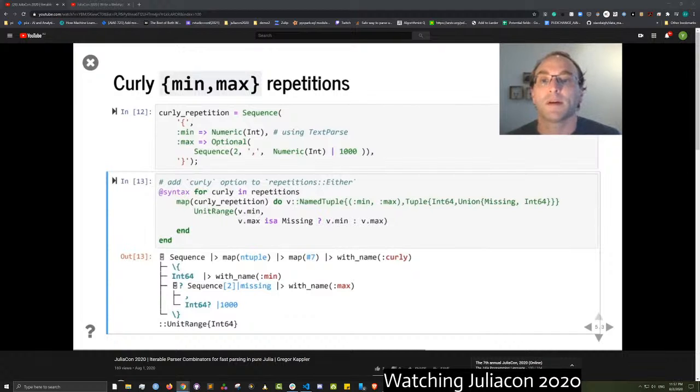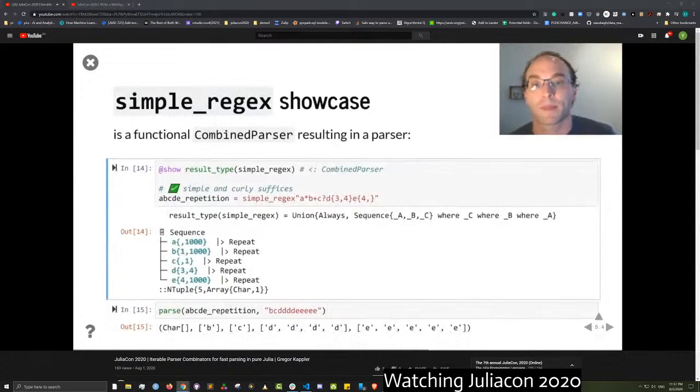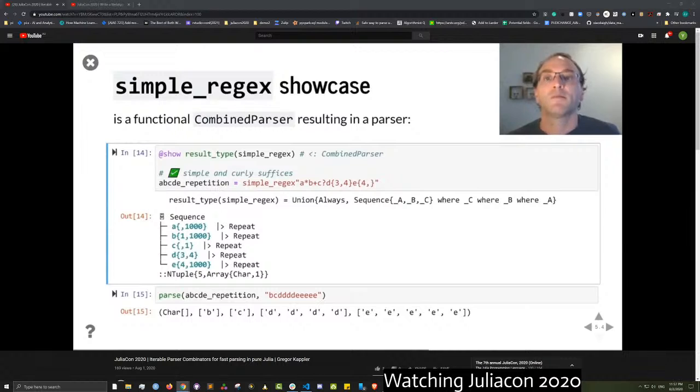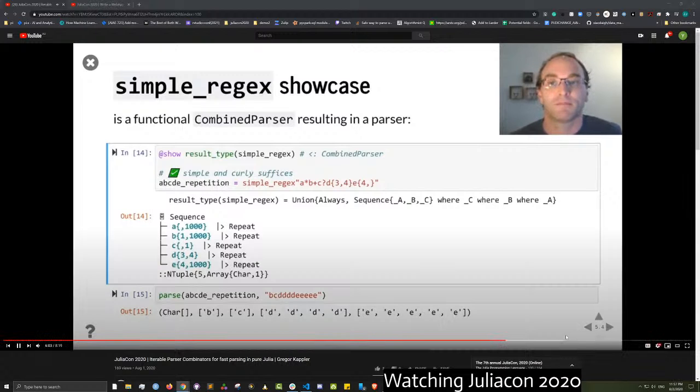The named tuple is then mapped to a unit range, handling missing max values. If you forget this transformation, a type error will be thrown because it does not match the repetitions result type. This saves time. The simple regex showcase is a functional combined parser, resulting in a parser. The ABCDE repetition successfully parses the sequence from way back in the first example.